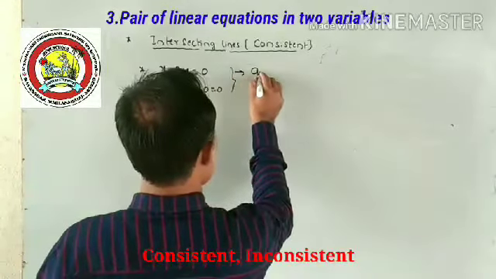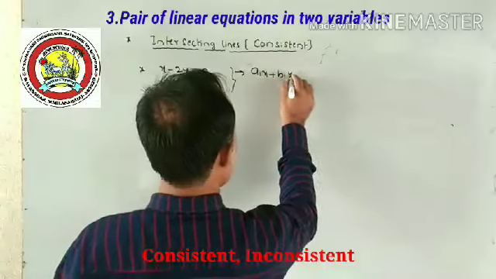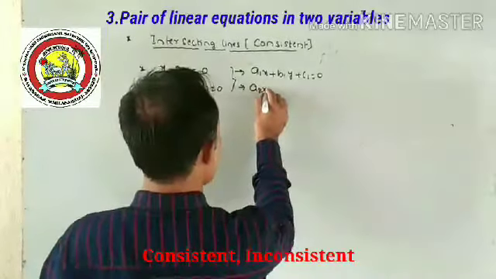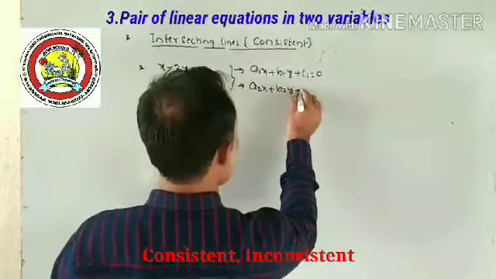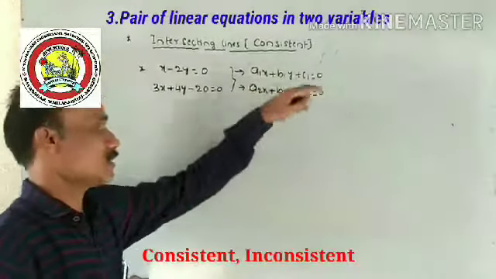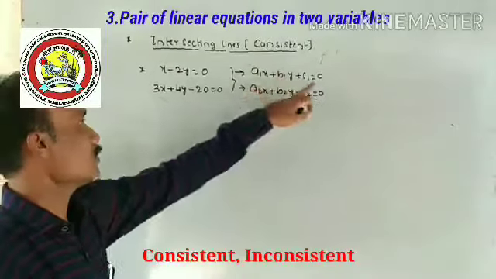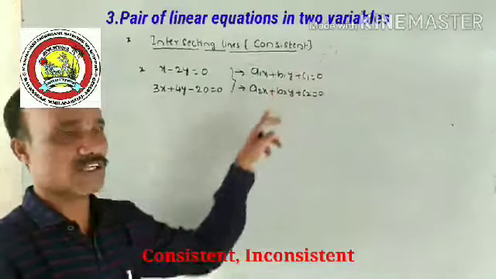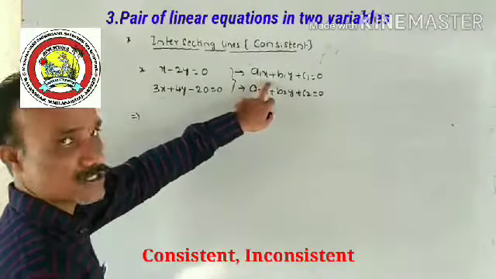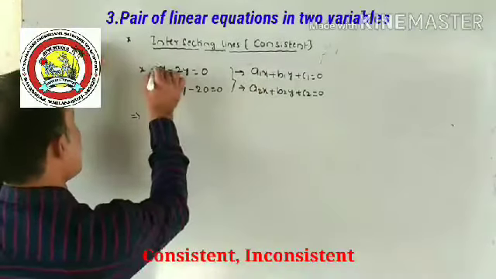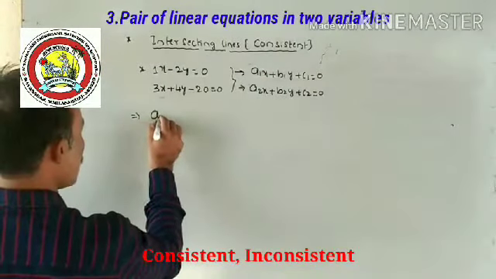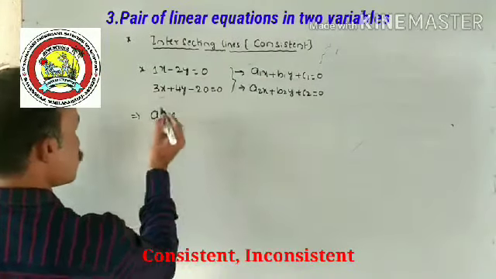As the first equation, a1x plus b1y plus c1 is equal to 0. Equation number 2, a2x plus b2y plus c2 is equal to 0. Now you compare the given equations with the standard form of pair of linear equations. Now we write one by one. What is the value of a1? Listen carefully, a1 means the coefficient of x. Here what is the coefficient of x? Not there. Not there means it is understood as 1. So the value of a1 is equal to 1.